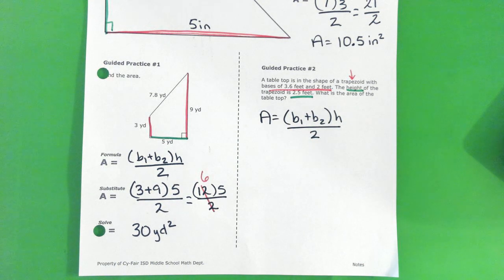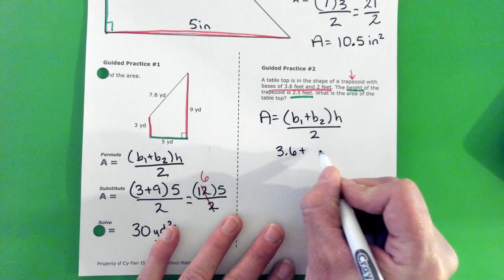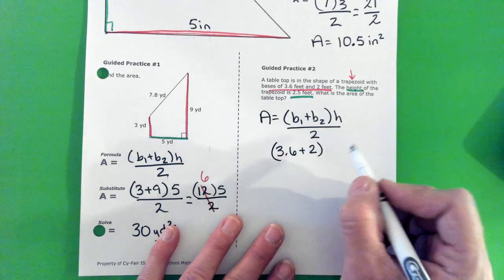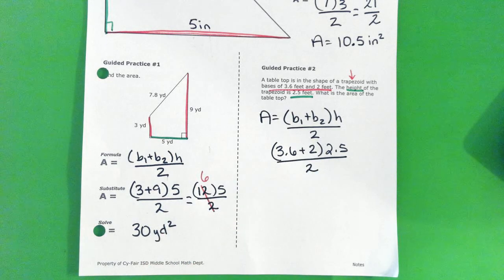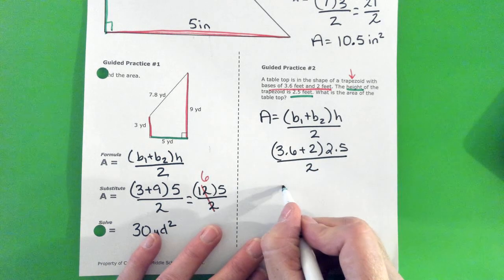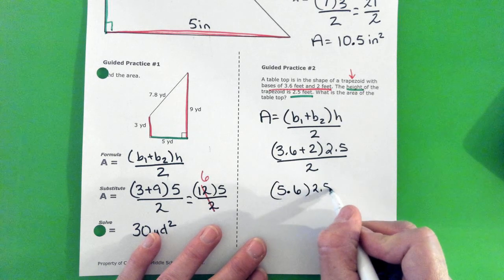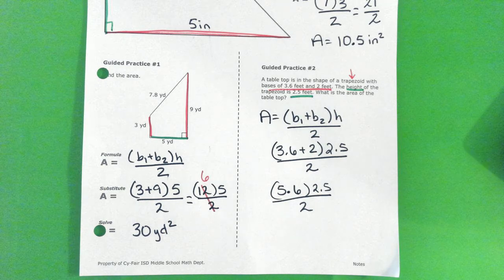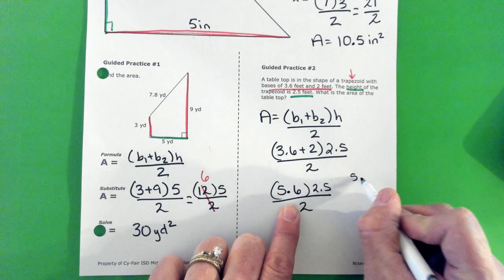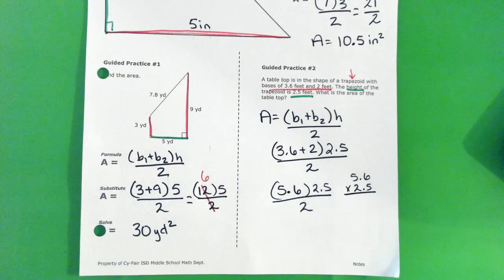Okay, now I'm going to plug in my numbers. Base 1 and base 2 is 3.6 plus 2 times the height, 2.5, and then divide by 2. What is 3.6 plus 2? 5.6 times 2.5 divided by 2. Now this one doesn't really have a number that can be divided neatly, so I'm just going to go ahead and do 5.6 times 2.5, find that answer, and then I'll divide by 2.